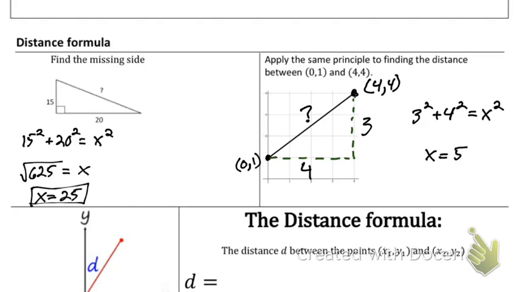You solve that, and you're going to get down to 5. 3 squared is 9. 4 squared is 16. 16 plus 9 is 25. Square root of 25 is 5.